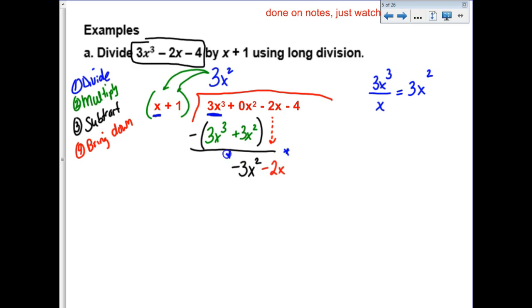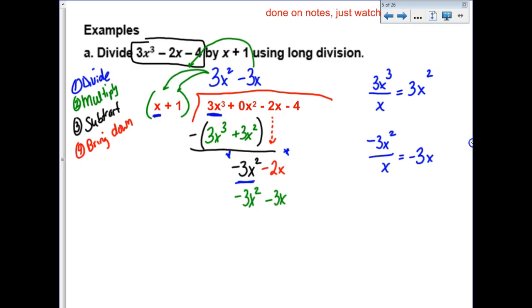Start over. So take your new lead term, which is negative 3x squared. And you're still dividing it by the lead term of your divisor, x. So what do you have when you take negative 3x squared divided by x? You have a negative 3x. That answer gets written up here. And now we multiply. So you take this thing that you just came up with and you multiply it into your divisor. So careful, it's a negative 3x times x plus 1. So that is, let's see, negative 3x squared minus 3x.